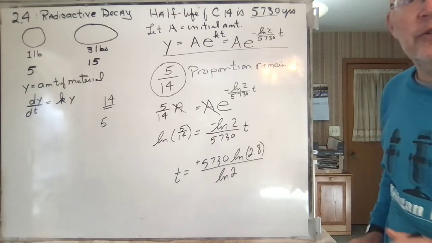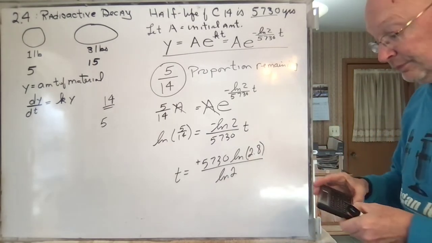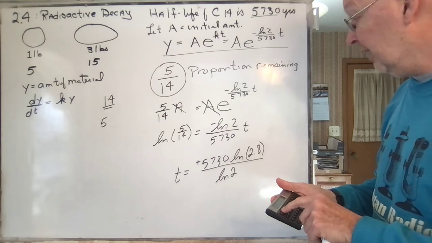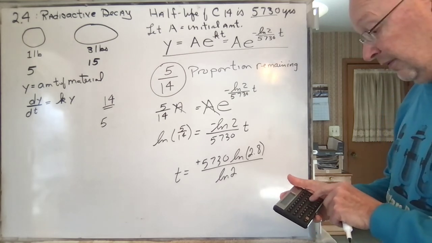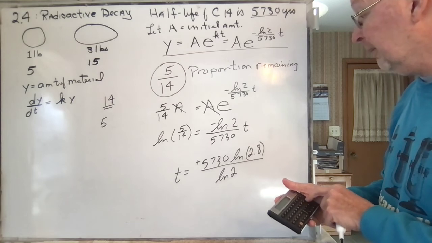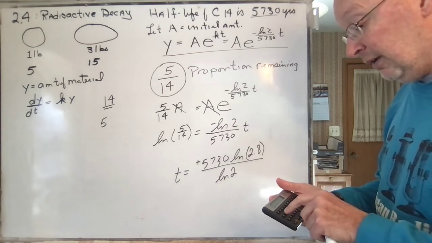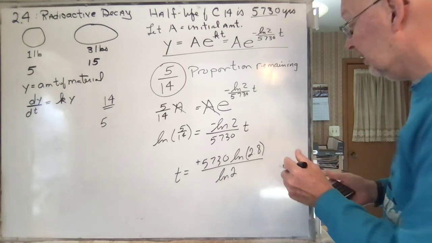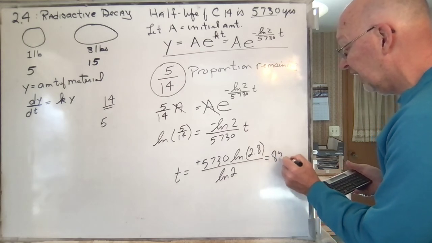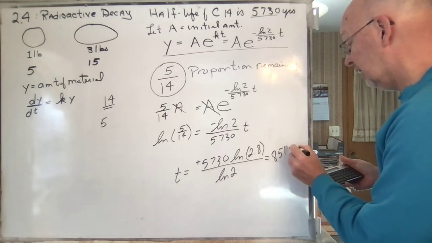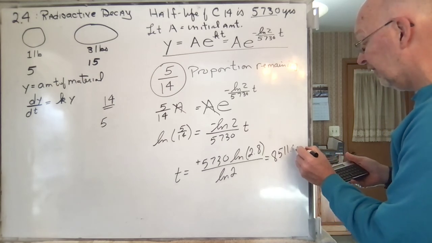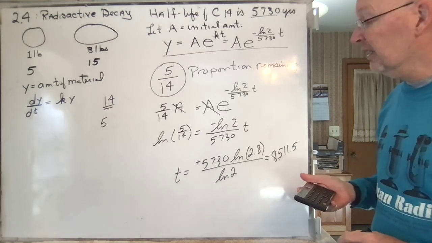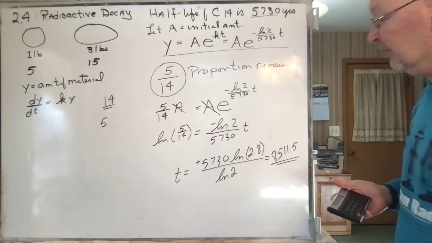Okay, so let's actually figure it out and see what we get. It's going to be 2.8, take the ln of that, then multiply by 5730, and then take the ln of 2 and divide by that. And I get 8511.495, so I'll say 8511.5. So it would be that many years old.